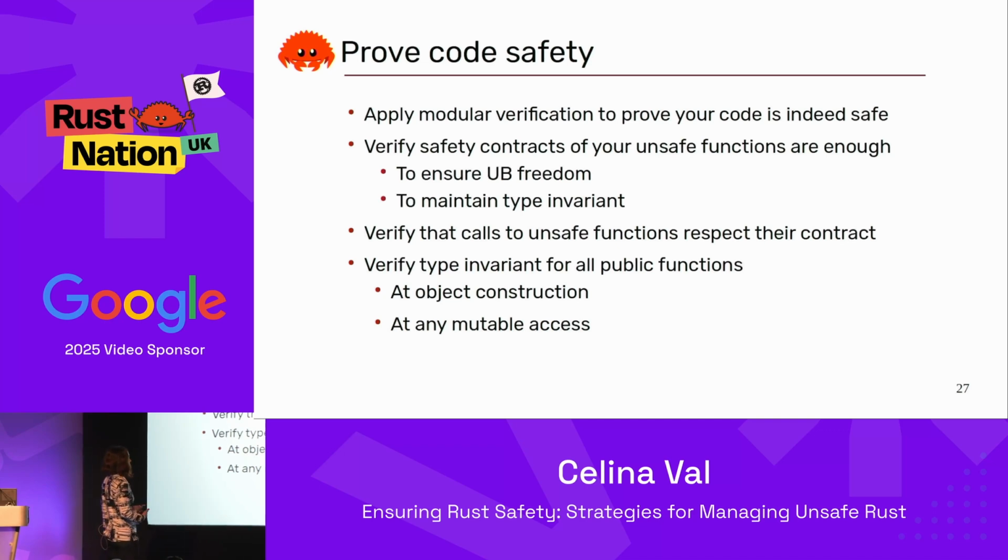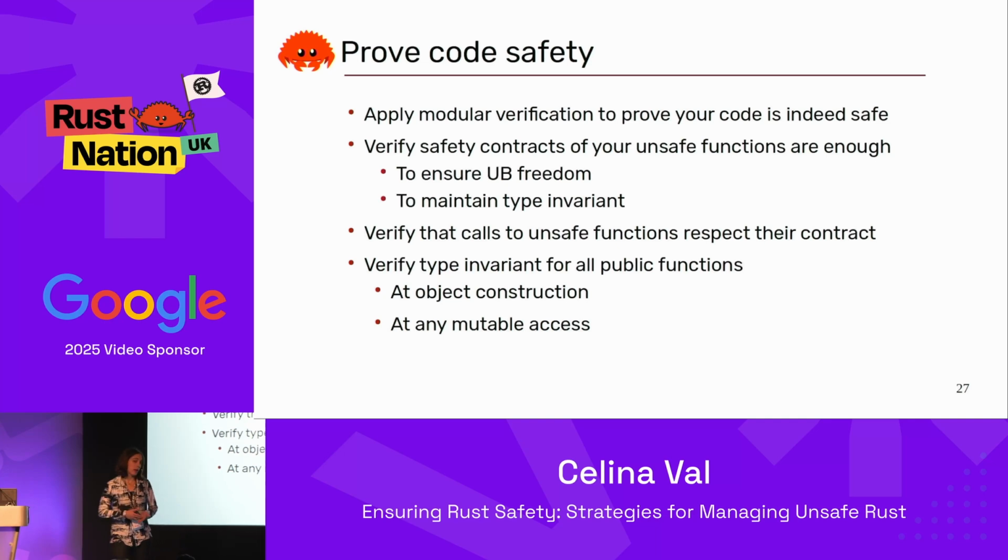So how do I prove my code is safe? If you follow my first advice of creating safety abstractions, you can actually apply modular verification to prove your code is safe. You basically have to verify the safety contracts of your unsafe functions. Are they enough? Given my preconditions, am I free of UB? And the other thing is, do I maintain my type invariant if I'm using a type to encapsulate my unsafe code? You can verify that all the calls you make to unsafe functions also respect their conditions. And finally, you have to verify the type invariant for all your public functions.